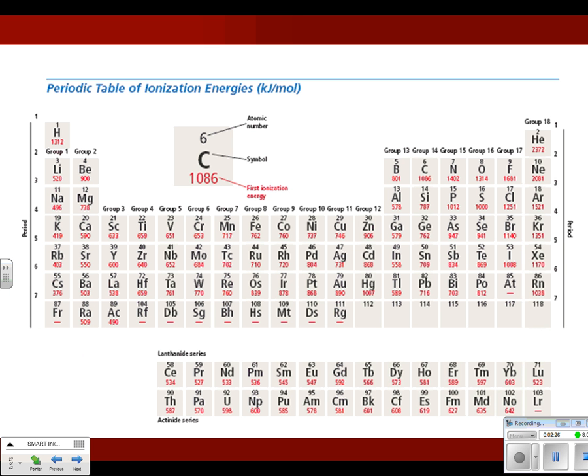So here is a chart with ionization energies, and this is what we call the first ionization energy. First ionization energy is the energy to remove just the first electron. There's also the second ionization energy, which would be the energy to remove the second electron, the third ionization energy, the third electron, and so on. Looking at the numbers overall, they tend to get bigger as you go towards the nonmetals and lower as you go towards the metals.